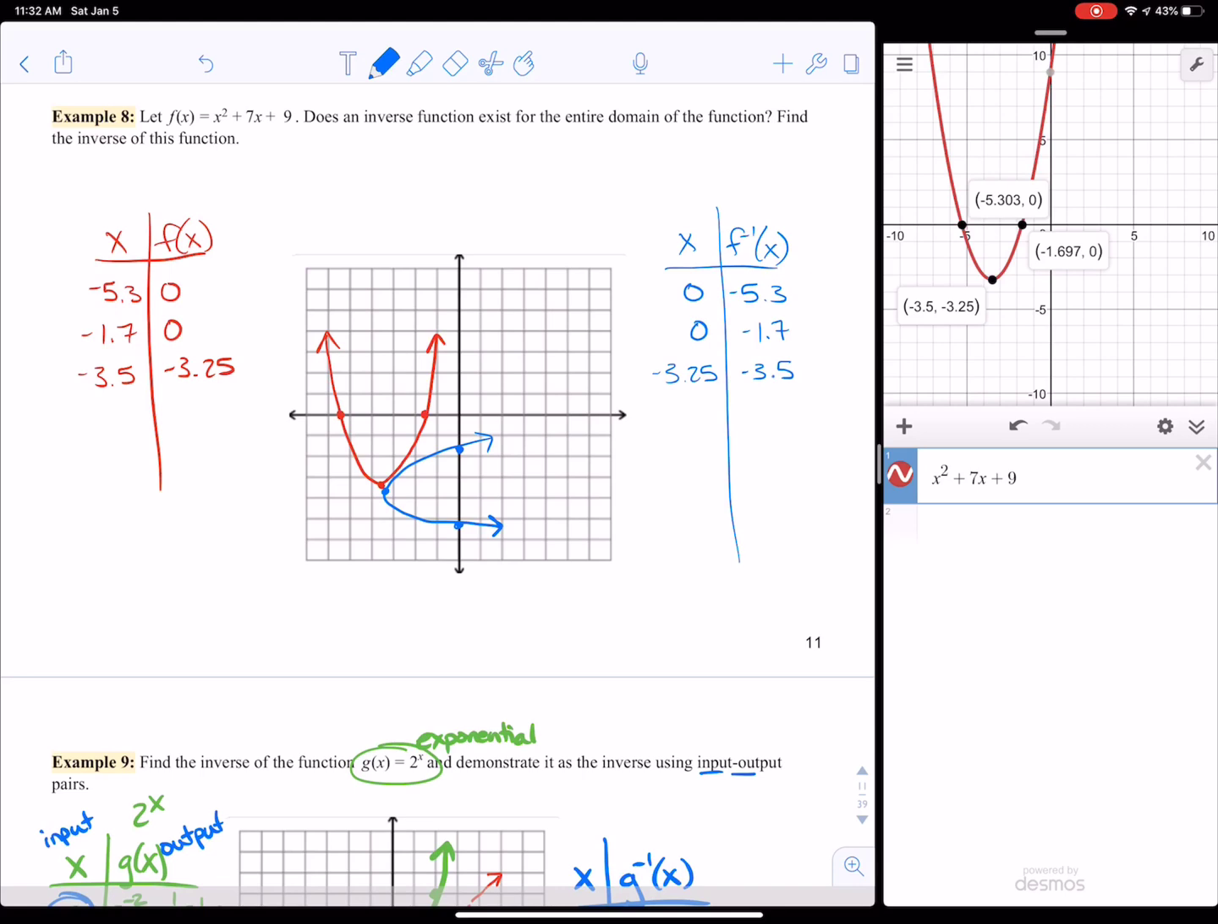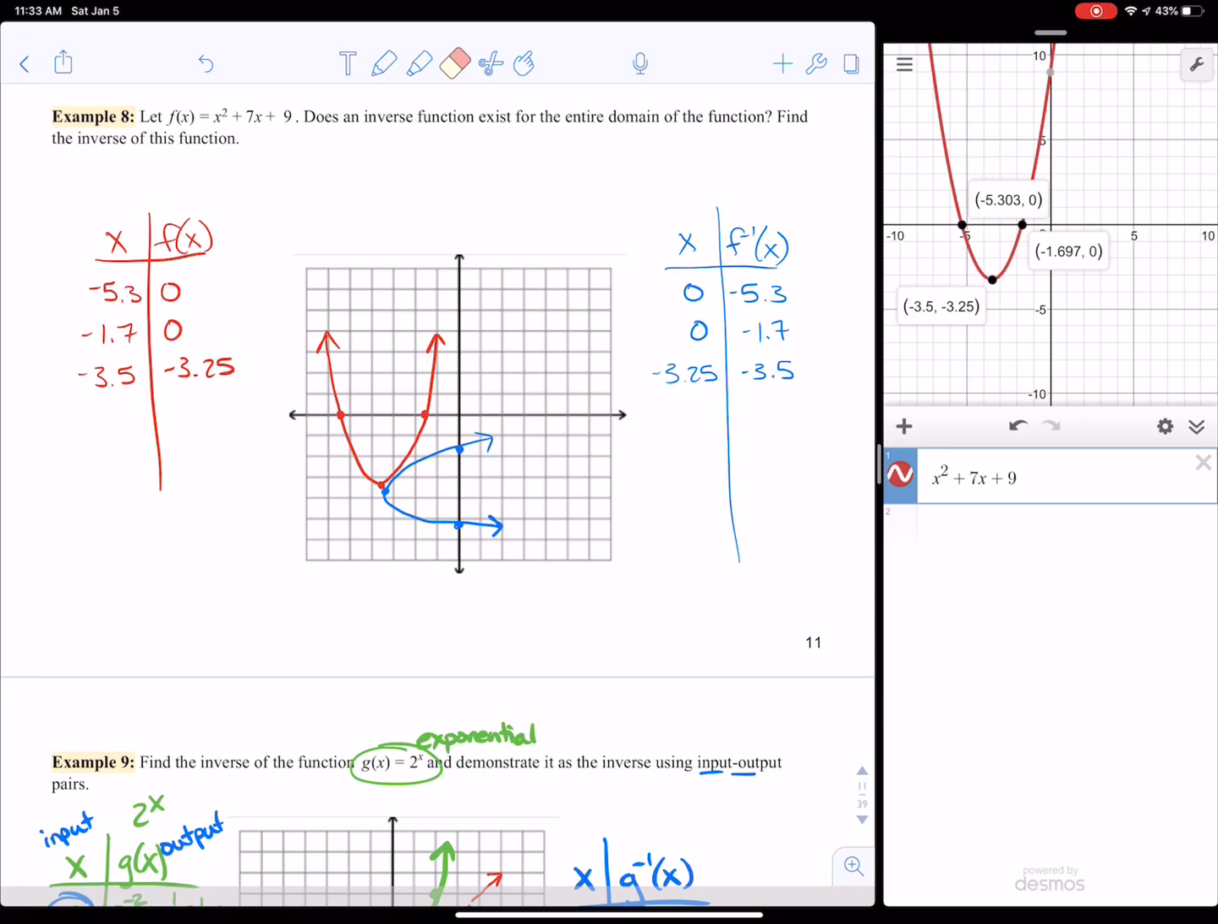All right, so then it says, does an inverse function exist for the entire domain of the function? The answer would be no, because this entire domain creates a function in the blue, our inverse function, which is not a function because it does not pass the vertical line test, as you can see. So what we could do is limit the domain of our original function to create an inverse function that would be a function.